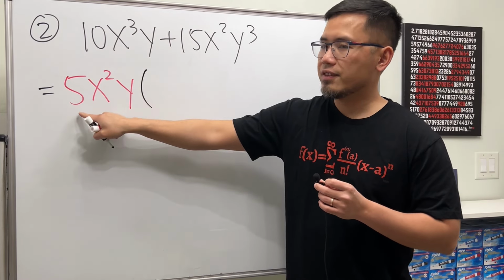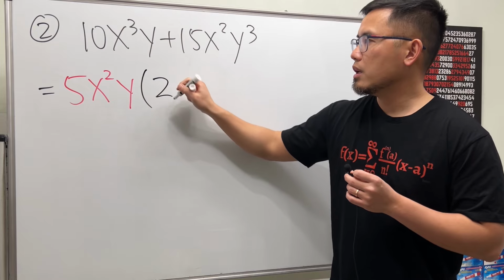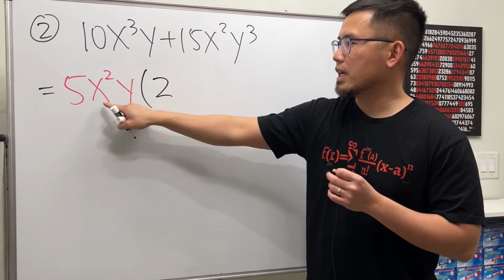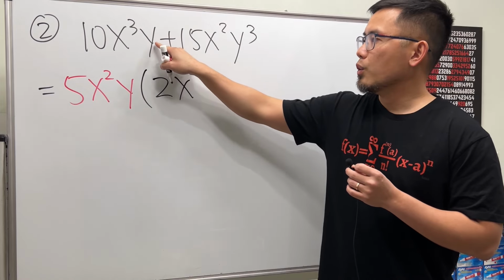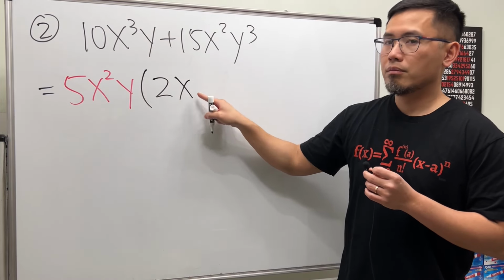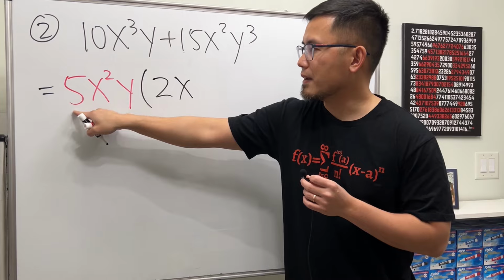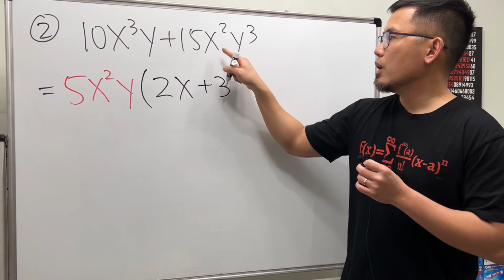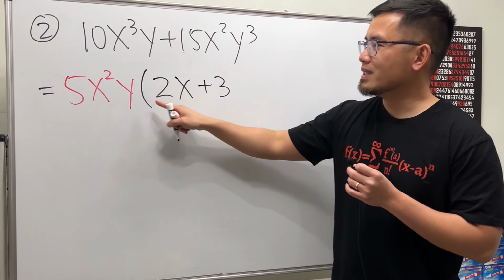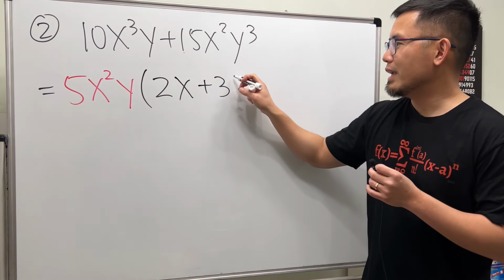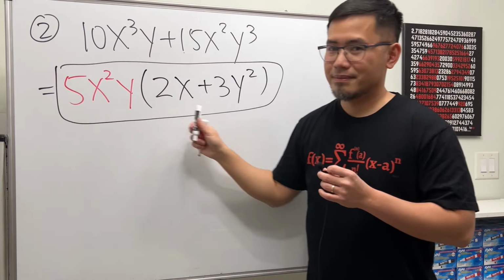And then take 10 divided by 5, we get 2. Take x to the third power divided by x to the second power, we have x to the first power. y divided by y is just 1. 15 divided by 5 is plus 3. x squared divided by x squared, no more. y to the third power divided by y to the first power, we have y to the second power.